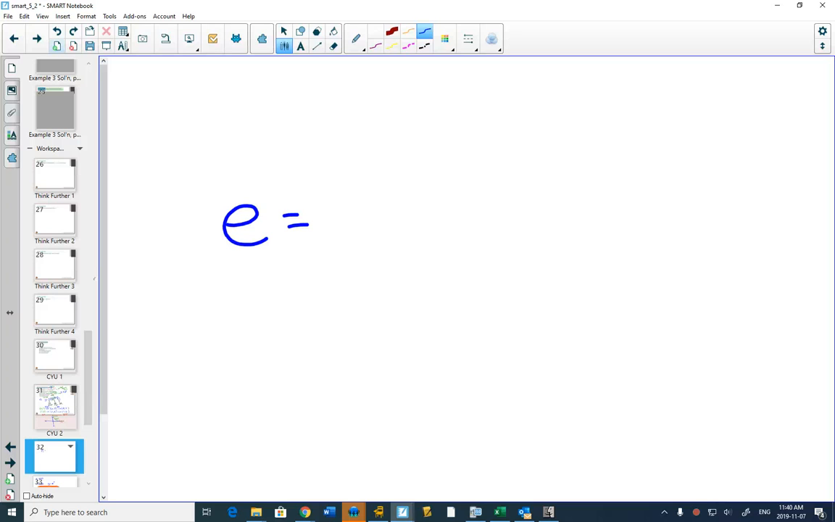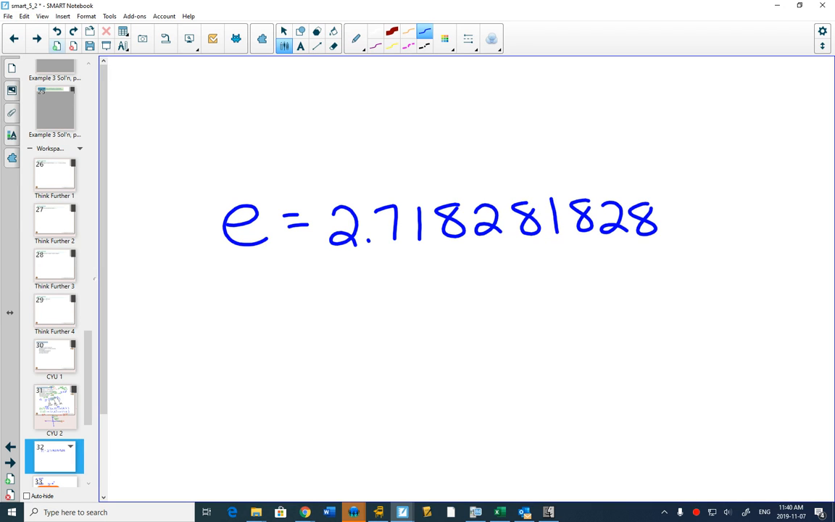Anybody find it? Yes, 2.718281828. What do you think's next? 1828? No, you're wrong. It goes off weird after that. Sure looks like it should do 1828 again, but it doesn't. The number E continues on forever, random, just like pi. It's another special number, just like pi, that is irrational, but really important.